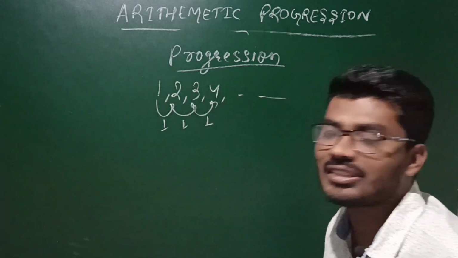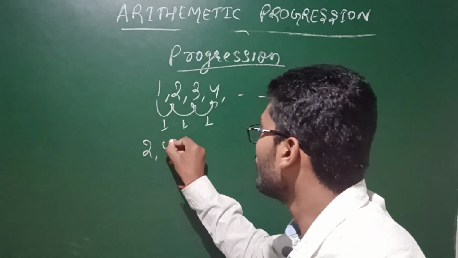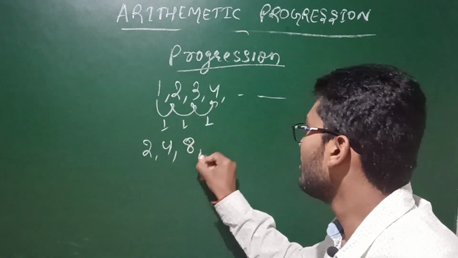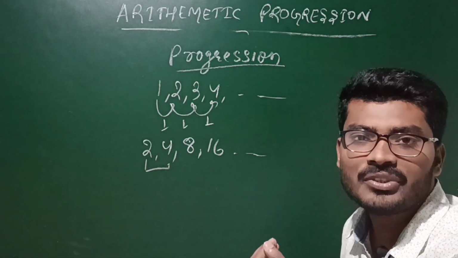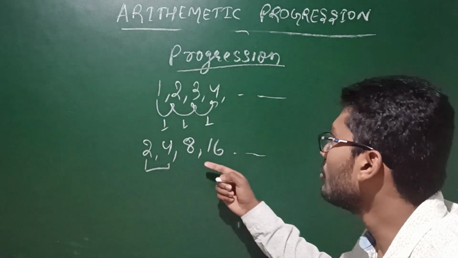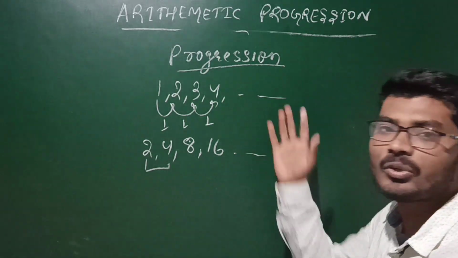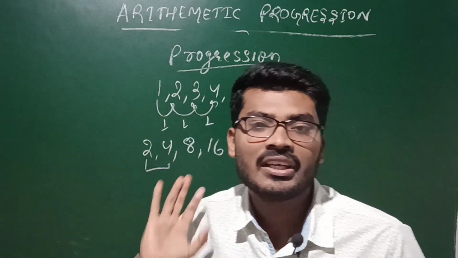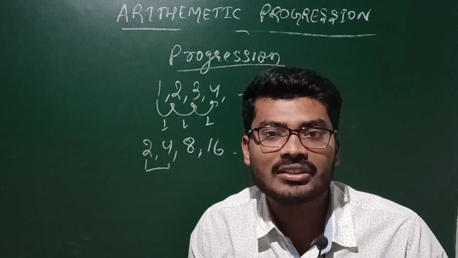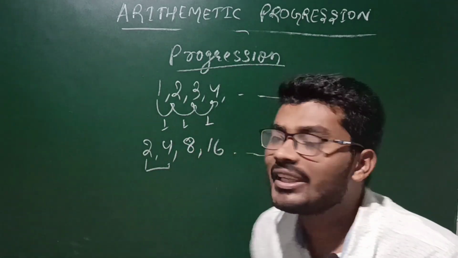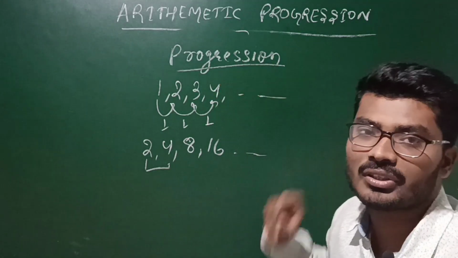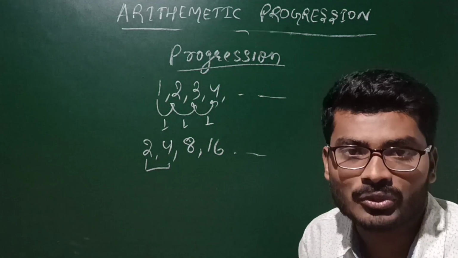We can take another example like 2, 4, 8, 16. In this case, each number is the square of the previous term. This also follows a fixed pattern. So we can say progression is a sequence of numbers that follows a definite pattern, and we can represent the terms of this progression by a general formula.